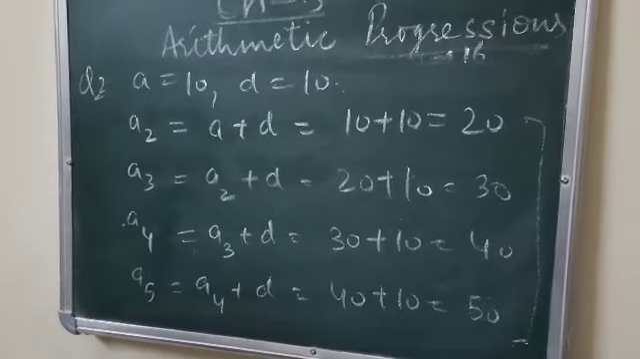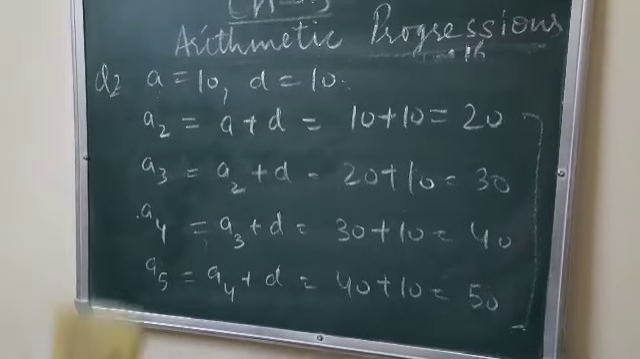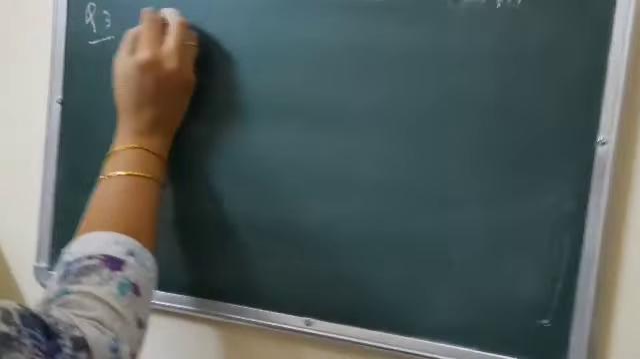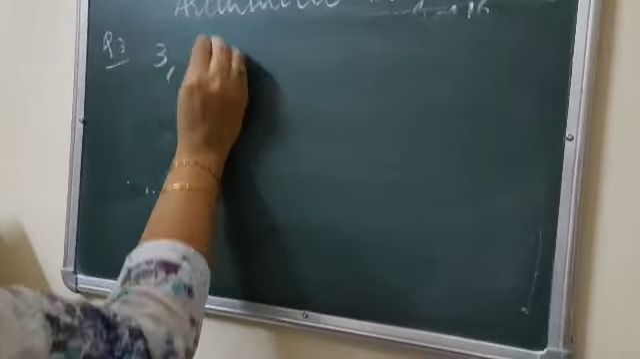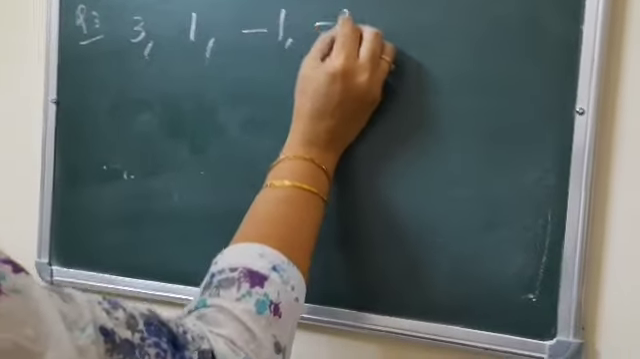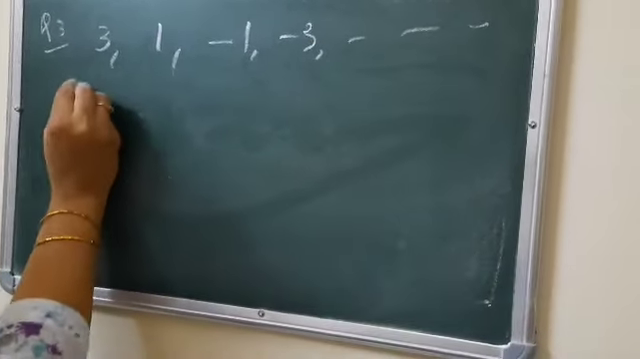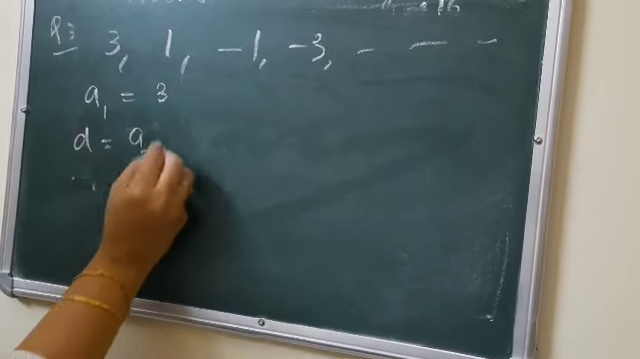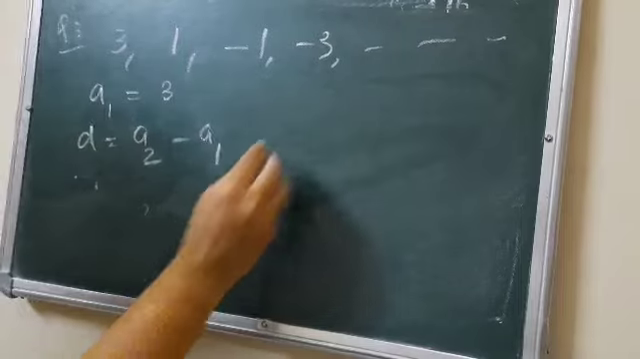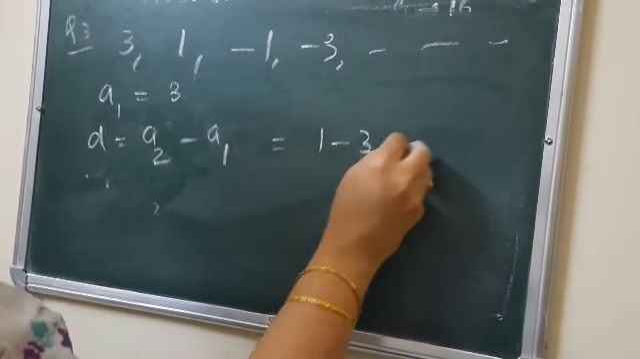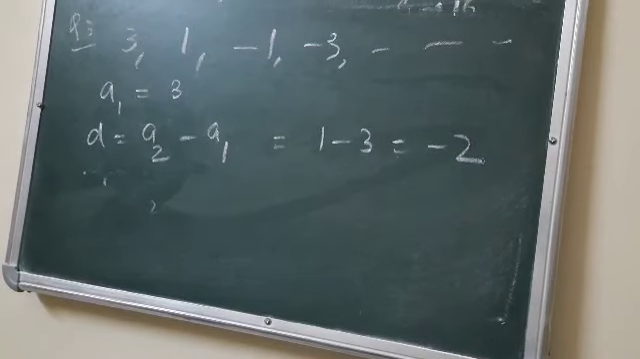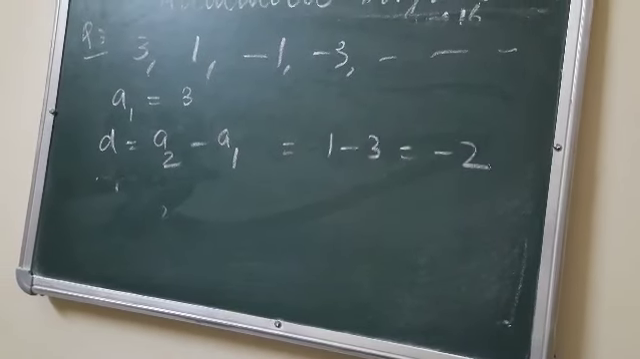Question number 3. Third question. For the following APs, write the first term and the common difference. This example we have already done like this. This is your AP given. You have to find first term, that is A1, 3. For D there is a formula A2 minus A1. So we'll just subtract 1 minus 3, minus 2. So this is your D and A. You have to just find these 2 things in question number 3.